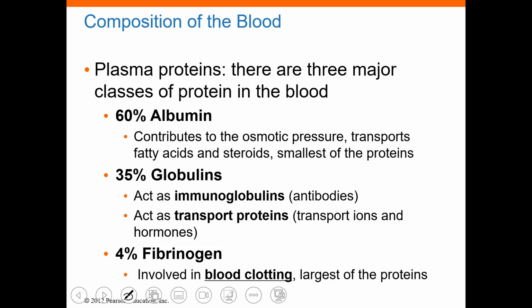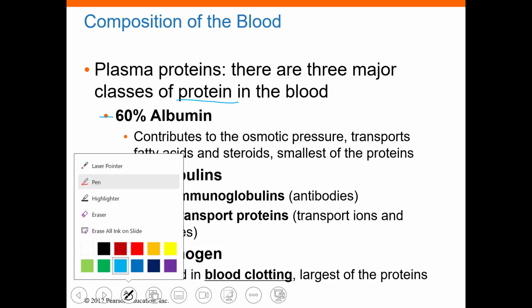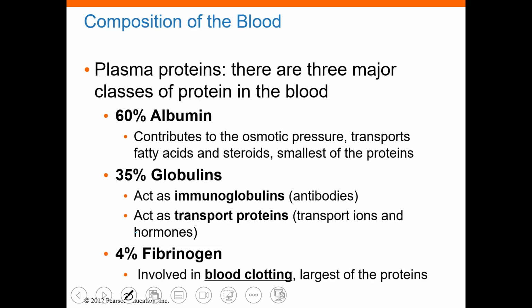Of our plasma proteins, there are 3 major classes of protein in the blood: albumin, globulin, and fibrinogen. We have about 60% albumin, which contributes to the osmotic pressure and transports fatty acids and steroids, and this is the smallest of the proteins.